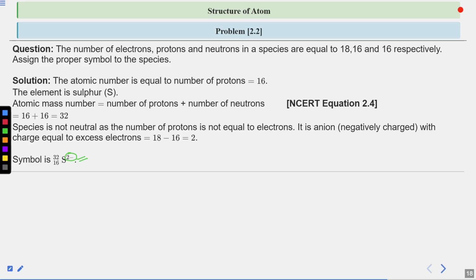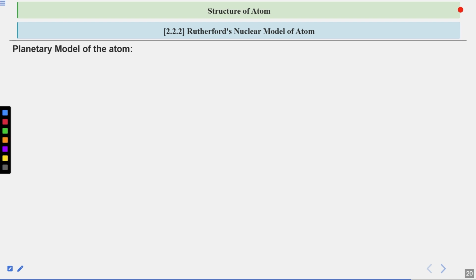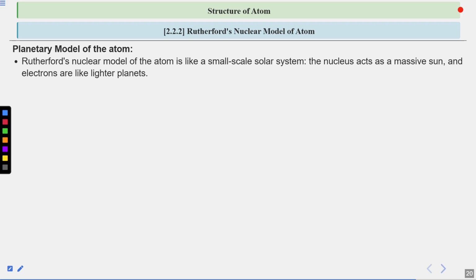So does anyone have any doubt in this question? Okay, moving on further. Now we will see how Rutherford's nuclear model of the atom was similar to the planetary model of the atom. So what he did, he scaled down the solar system and compared it with the system of lighter particles, which is the nuclear system. Okay.